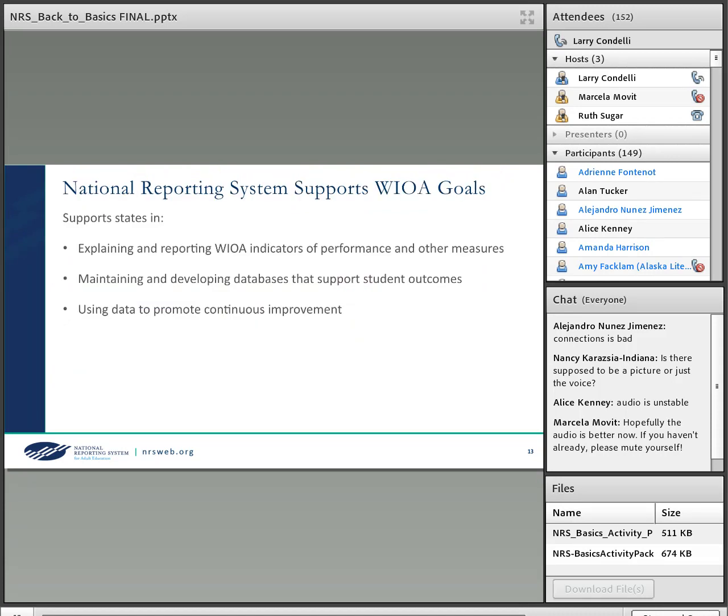Okay, so now the NRS, of course, is how we implement the WIOA goals in adult ed, and they help us through the NRS. We support states in explaining and reporting the indicators, and help with database development and data collection. And one of the big things we do in WIOA and NRS is help with program improvement.